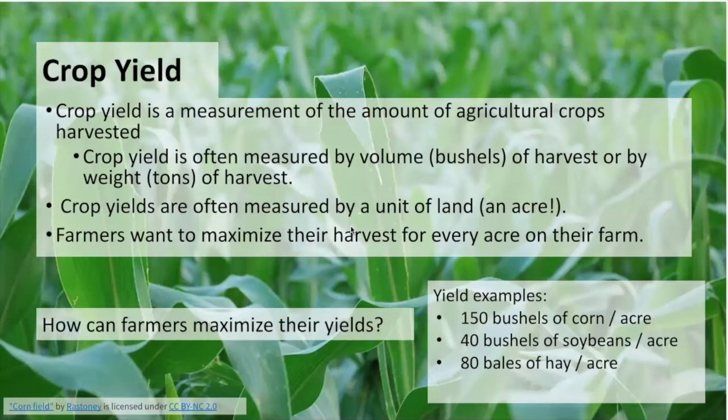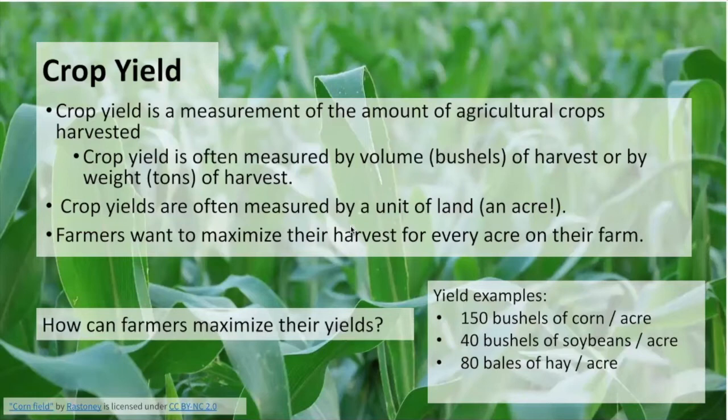I like the yield examples we give here. 150 bushels of corn per acre. Now, ladies and gentle people, when I was your age, 50, 60 years ago, yield was about 100 bushel acre. I remember growing up in the 60s, if we had 100 bushel yield of corn, that was great. Now we talk about 150, 250, 200 bushels. Soybeans, when I grew up, they were 25, now they're 40.